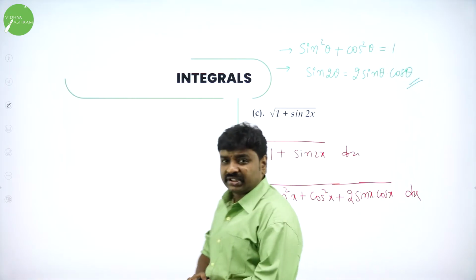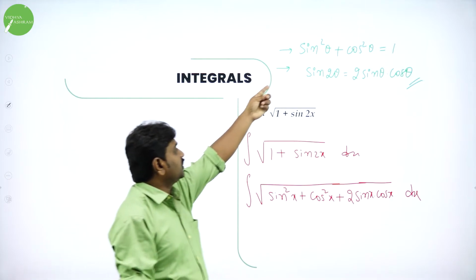So sin 2 theta is 2 sin theta cos theta, and sin square theta plus cos square theta is 1.